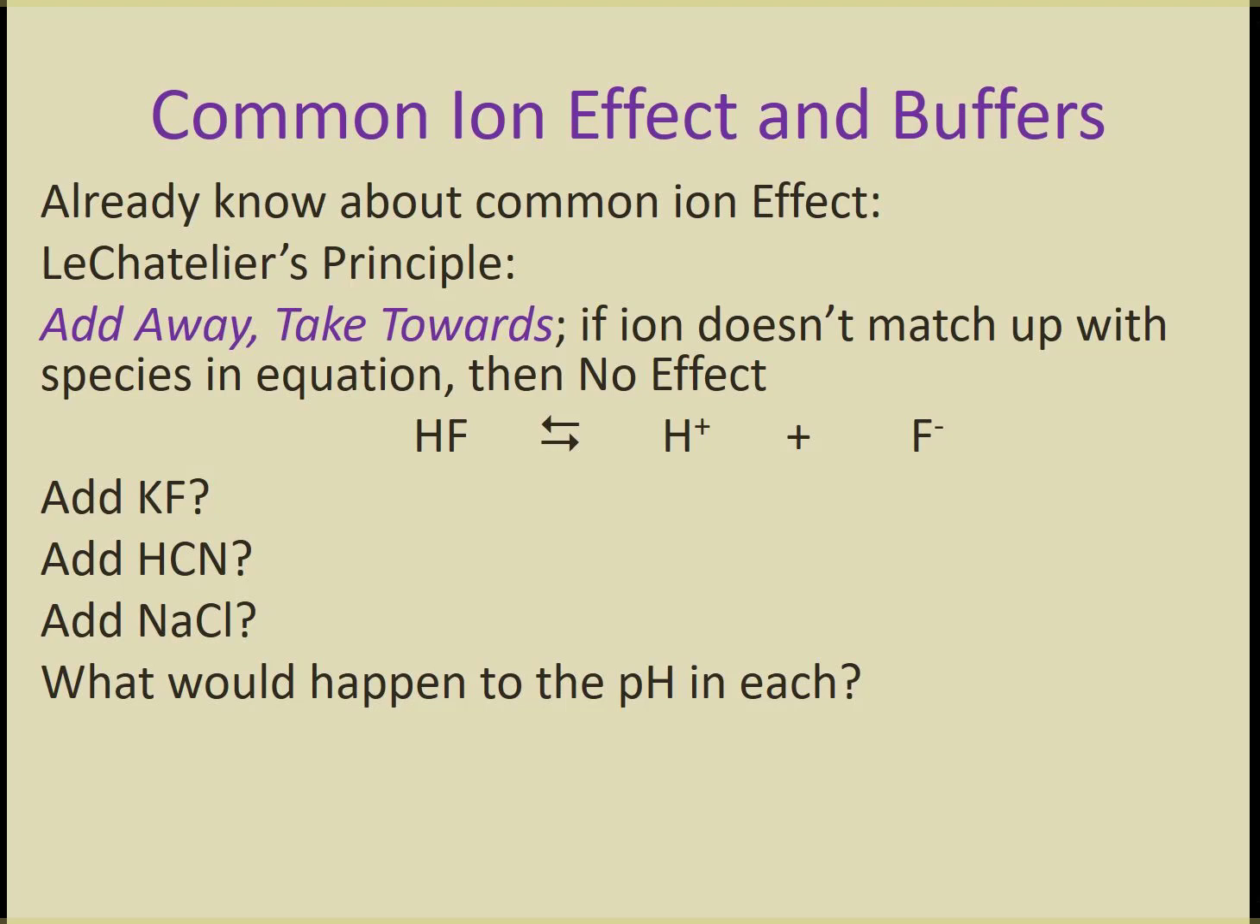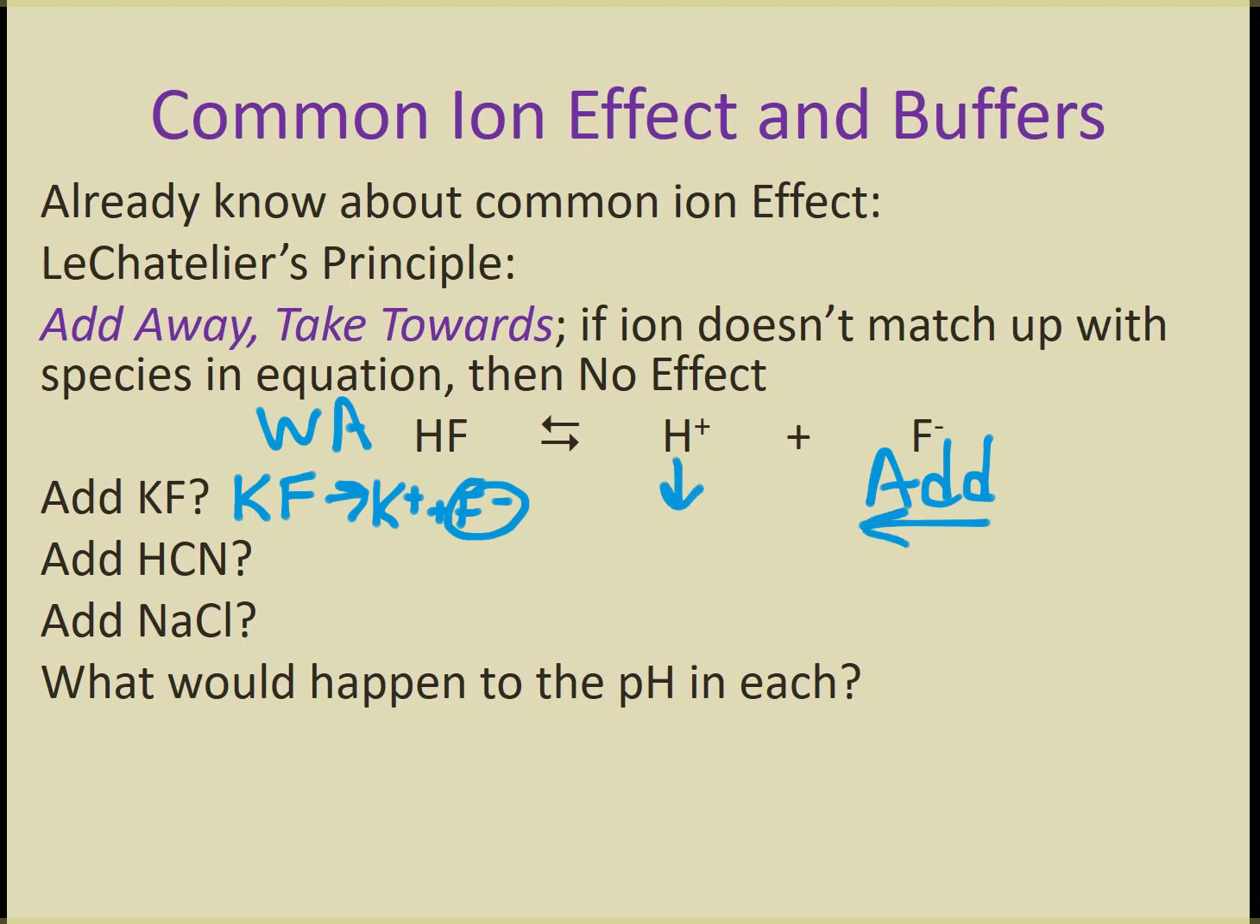So we have three different things that we're going to add to our system here. The first one is KF. So we need to look and see if there's a common ion. So I'm going to look and see how this dissociates. So KF is going to go into K plus and an F minus. So this means my F minus is a common ion, so if I add that to this weak acid solution of hydrofluoric acid, I'm adding a product that's going to drive the reaction towards the reactants. So I will lower the H plus and I will raise the HF. So I'll end up with more reactants.